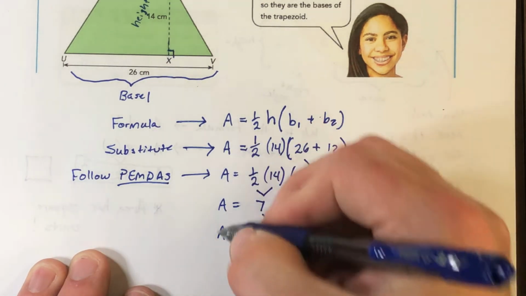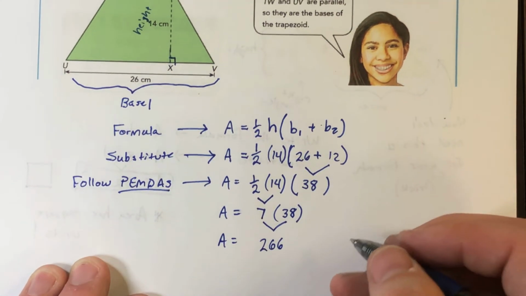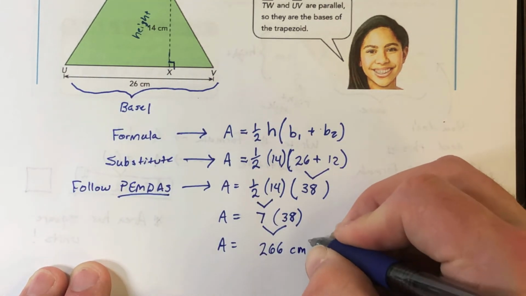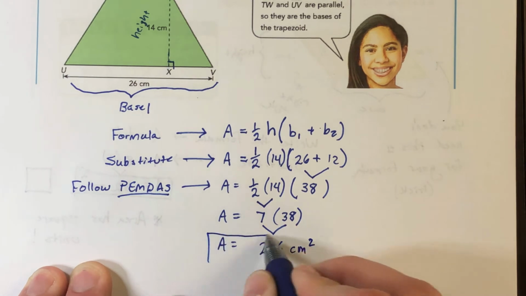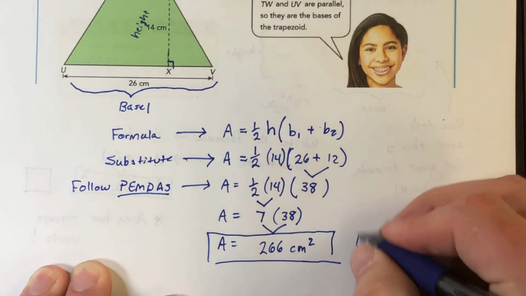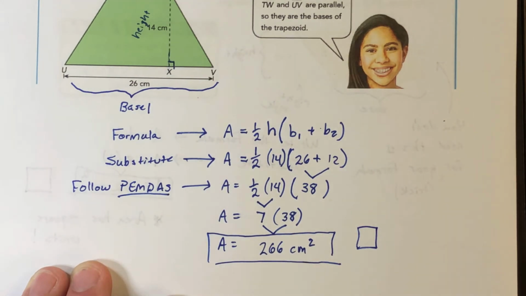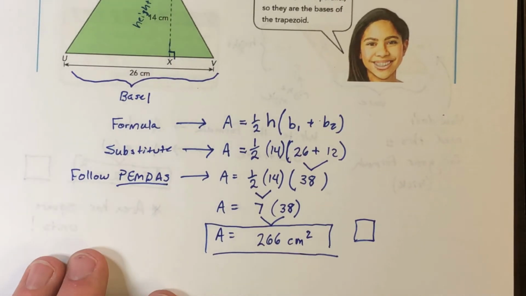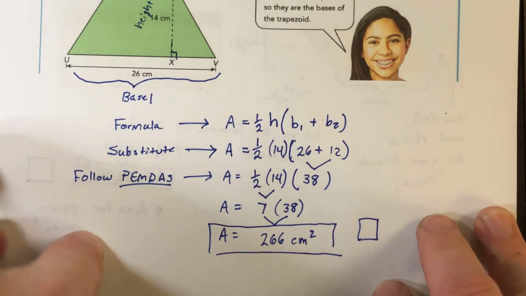266 what? A is for area, so I need an area label. Centimeters squared. What does that mean? That means this trapezoid can be covered in 266 square centimeters. Is that what I wanted? Yes. So this is our answer. We have one more example.